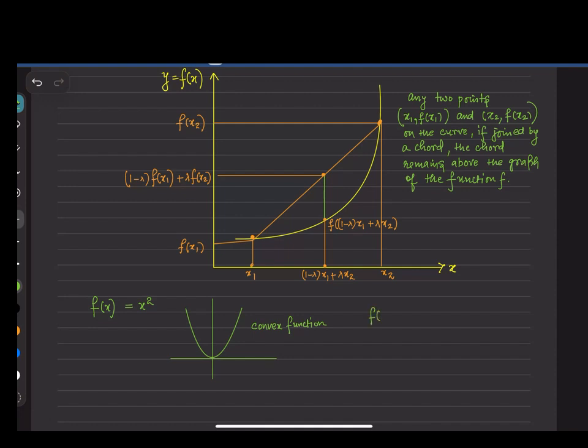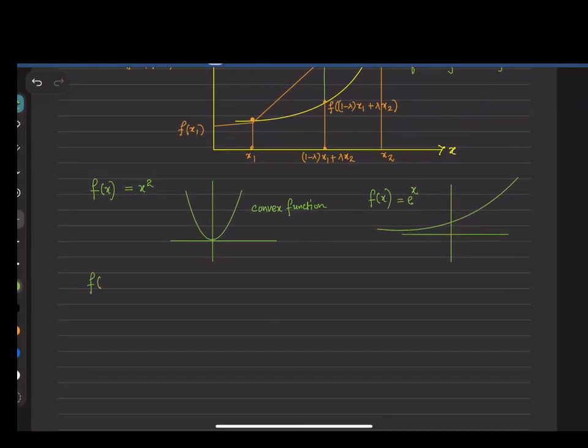Take the function f(x) equals e to the power x. So the function is this. Take any 2 points on the curve. The chord joining these 2 points always lies above the curve.